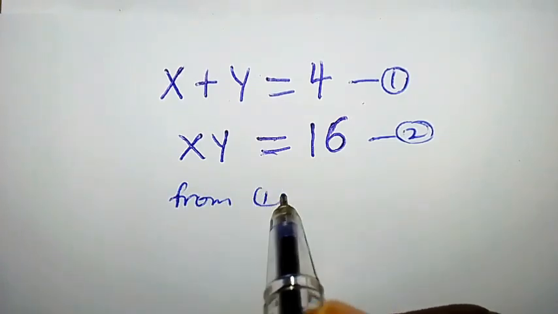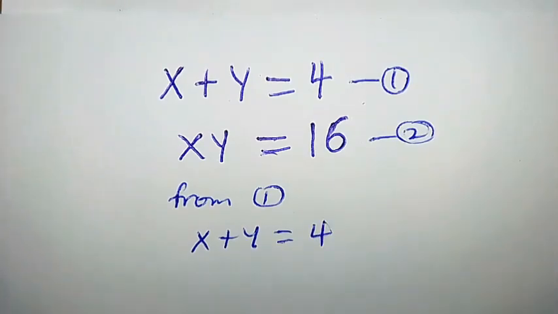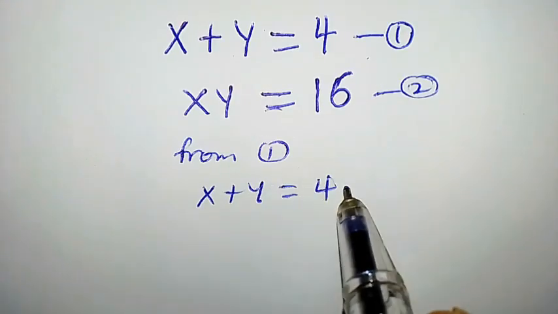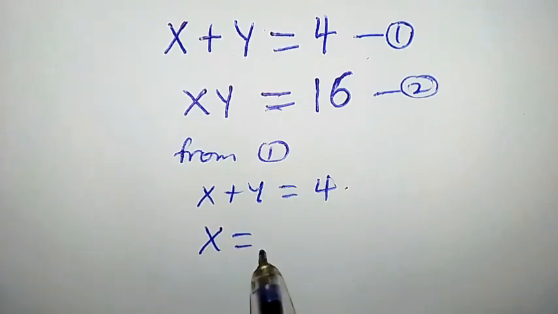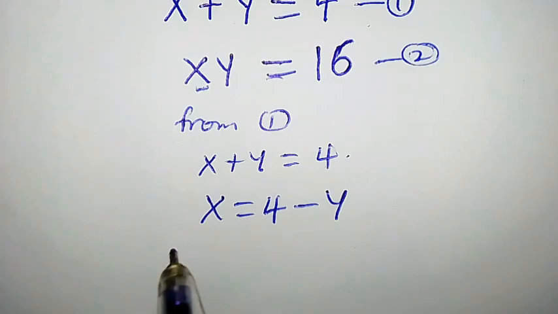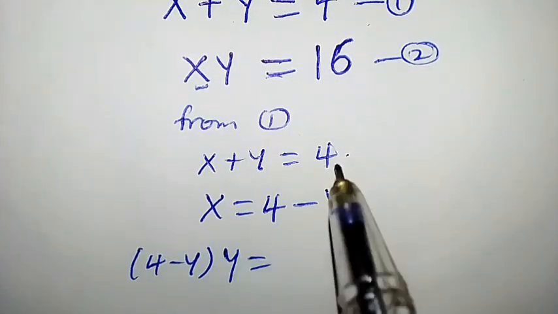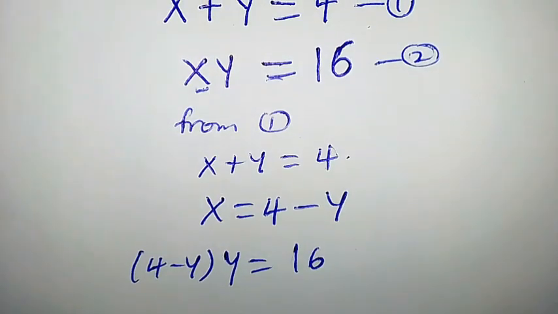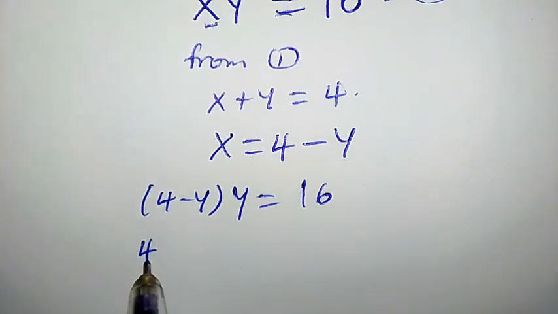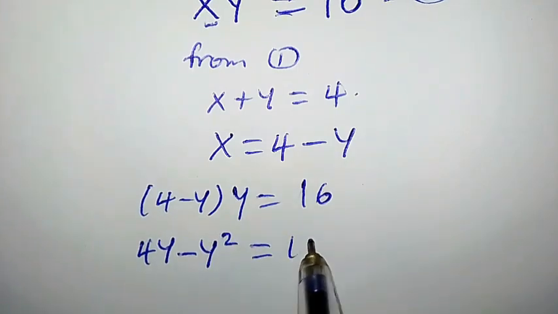From equation 1, we have x plus y equal to 4. Suppose we transfer y to the right hand side, we have x equals 4 minus y. The next step is to replace this x with 4 minus y. Doing that, we have 4 minus y times y equal to the right hand side 16. 4 times y, that is 4y, minus y times y, that is negative y square, equal to 16.